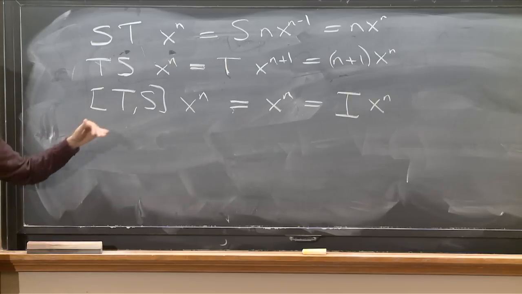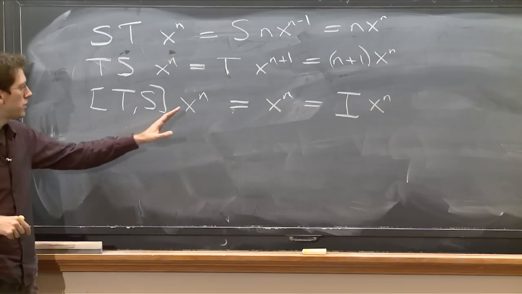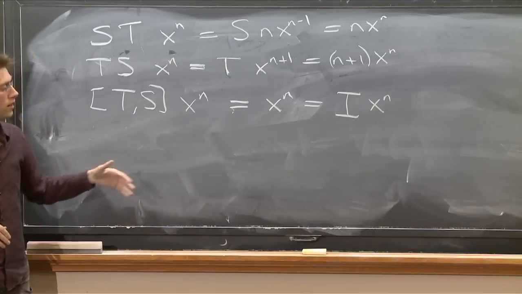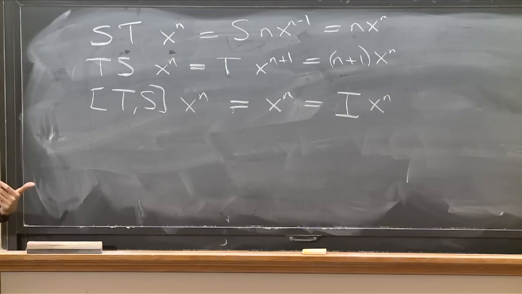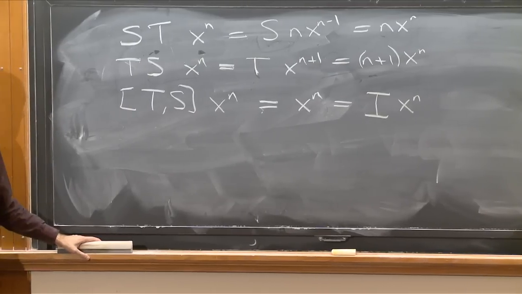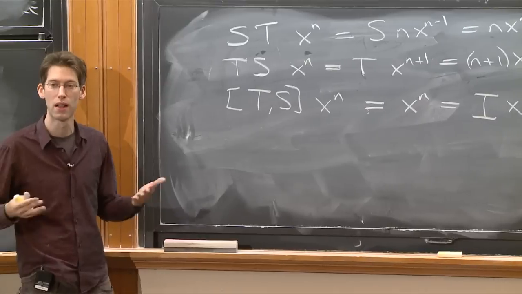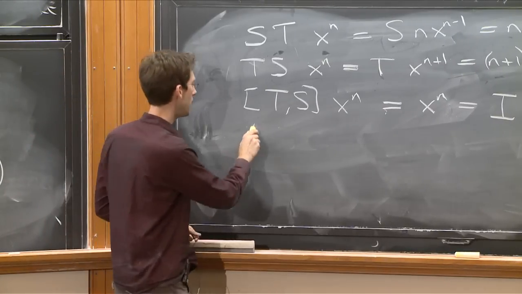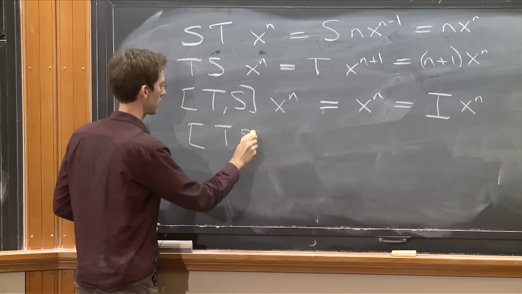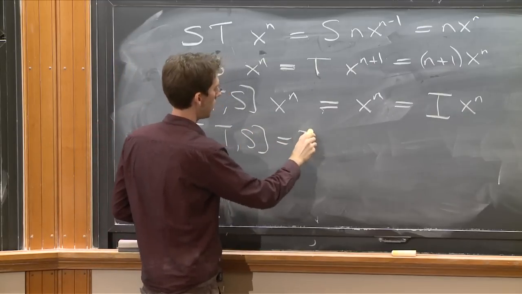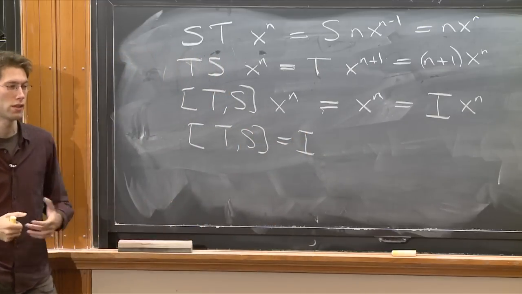And since this is true for any choice of n, it's true for what turns out to be a basis for the space of polynomials. So 1, x, x squared, x cubed, et cetera. These span the space of polynomials. So if you know what an operator does on all of the x to the n's, you know what it does on all the polynomials. And so this means, actually, that the commutator of these two is the identity.